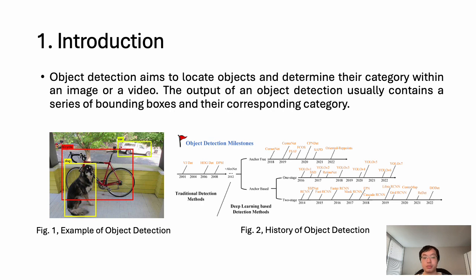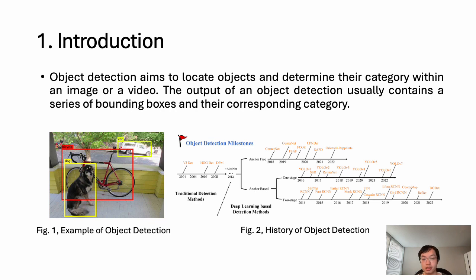Object detection aims to locate objects and determine their category within an image or a video. The output of an object detection usually contains a series of bounding boxes and their corresponding categories. In figure 1 on the left side, there is an example of object detection, which contains 3 objects: a dog, a bicycle, and a car. On the right side, there is a roadmap of the history of object detection.